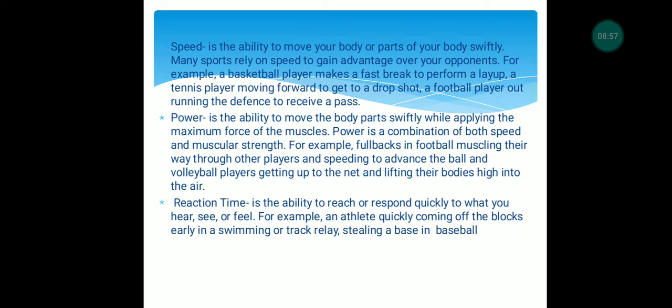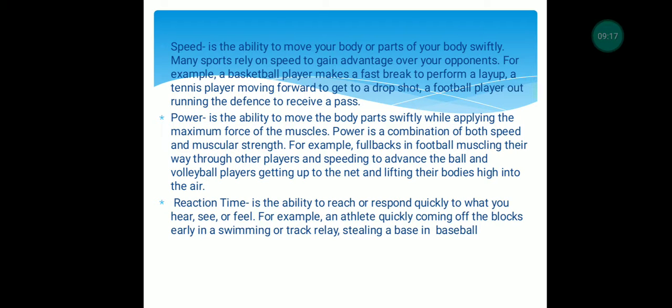So next is reaction time. It is the ability to react or respond quickly to what you hear, see, or feel. For example, an athlete quickly coming off the blocks early in a swimming or track relay, or stealing a base in baseball. So that is reaction time.